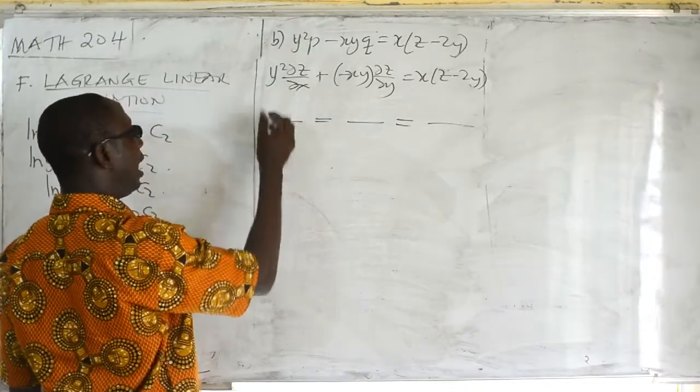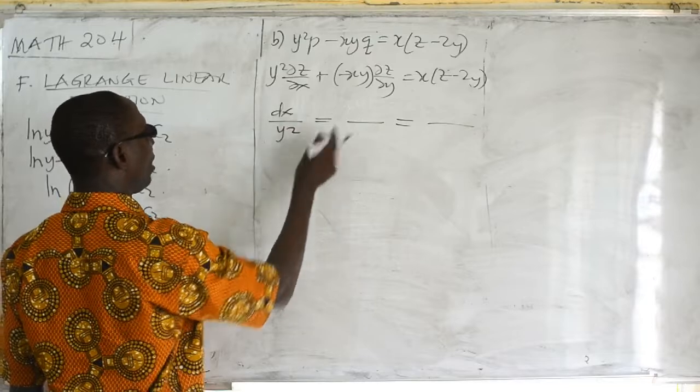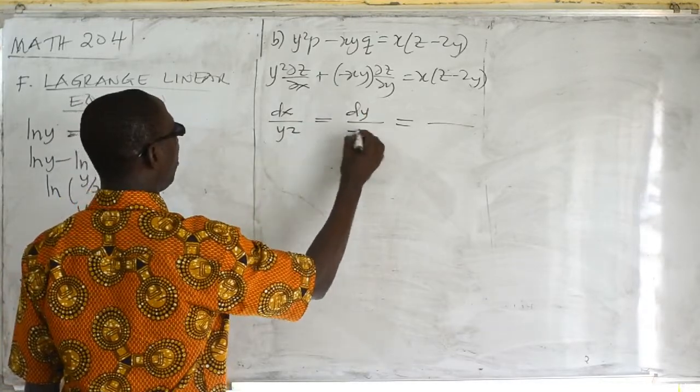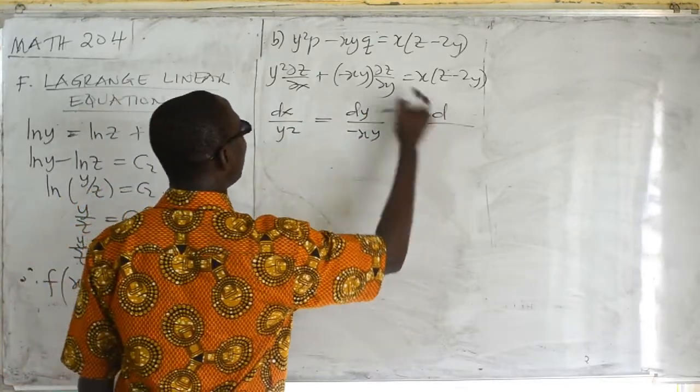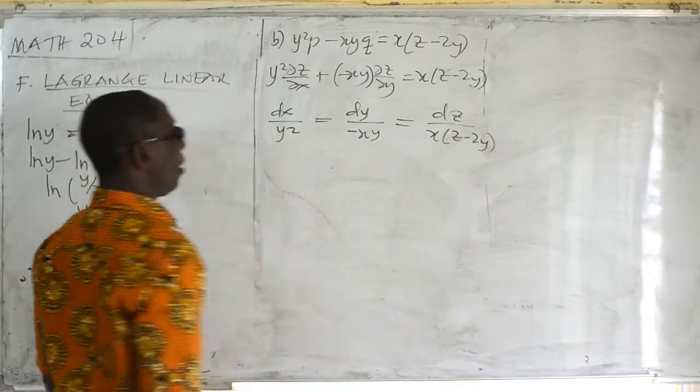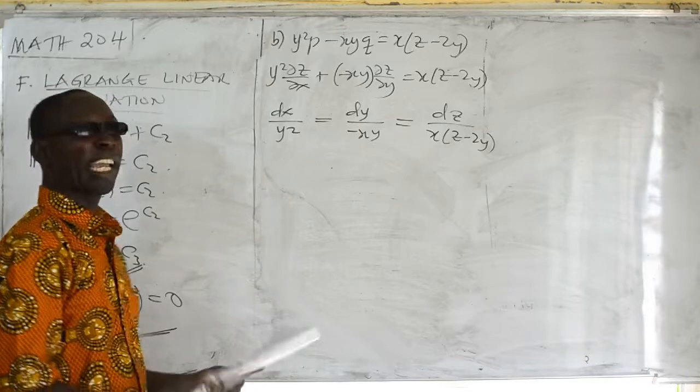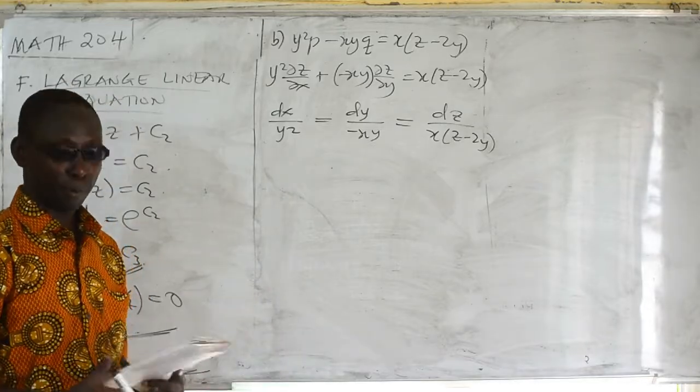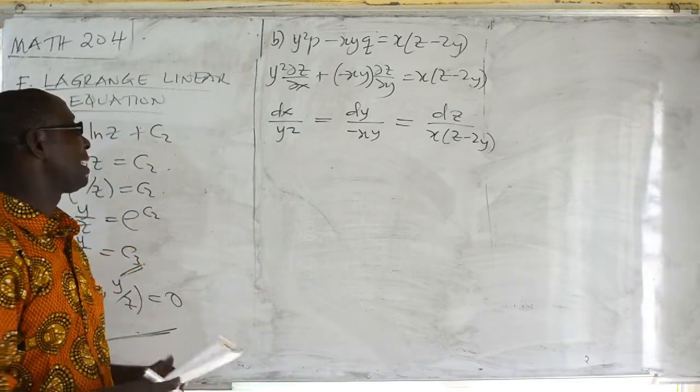We turn this upside down. dx over y squared, dy over minus xy, then the top is dz, so dz over xz minus 2y. Good. Then we pick pairs that are solvable. So let's just look at pairs that are solvable.